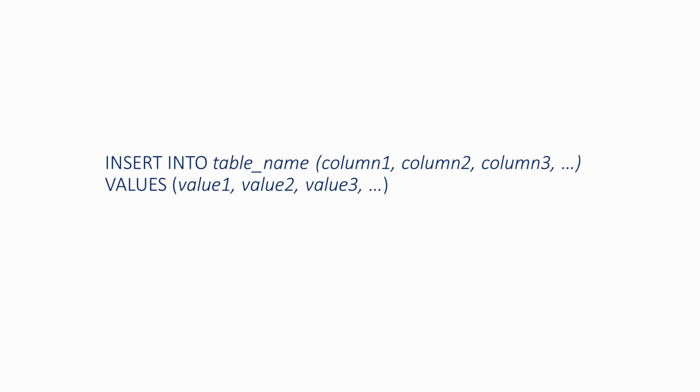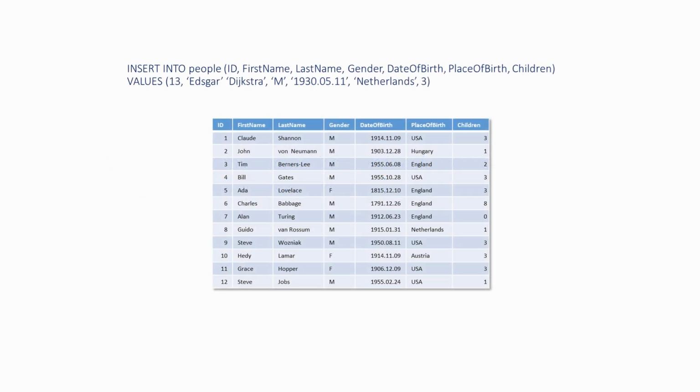The values clause comes next, followed by a comma-separated list of values in parentheses. In this example, the insert statement adds a new record to the table of computer scientists. Notice that the text and date values are written with single quotes in the values clause, but numeric values are not. It's important to make sure that the data types of the values correspond to the data types of the column list.